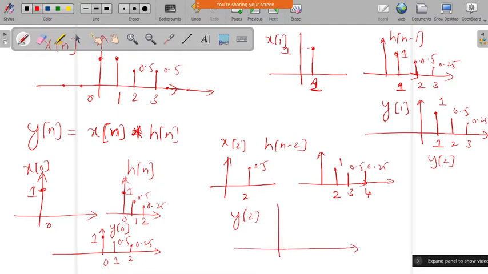That y of 2 will start from the index value 2. So it is 0.5 into 1, it is 0.5. Now at 3, 0.5 into 0.5, 0.25, and at 4, 0.5 into 0.25. Just multiply and tell me what is the value of 0.5 into 0.25.